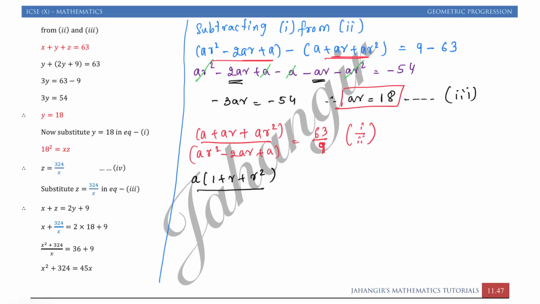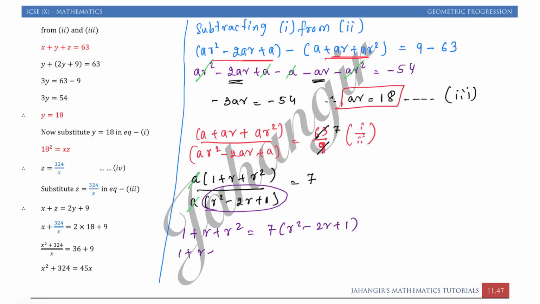In the denominator you can take out A common. You will get R square minus 2R plus 1 is equal to 63 upon 9, which is 7. So cancelling out A and A, whatever term is left you can cross multiply. 1 plus R square is equal to 7. This whole term will get cross multiplied: R square minus 2R plus 1. So let us solve. 1 plus R square is equal to 7R square minus 14R plus 7.